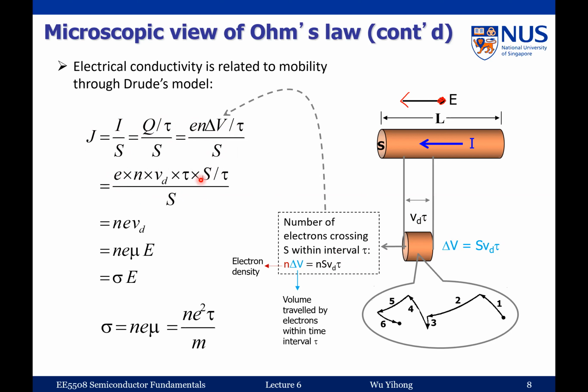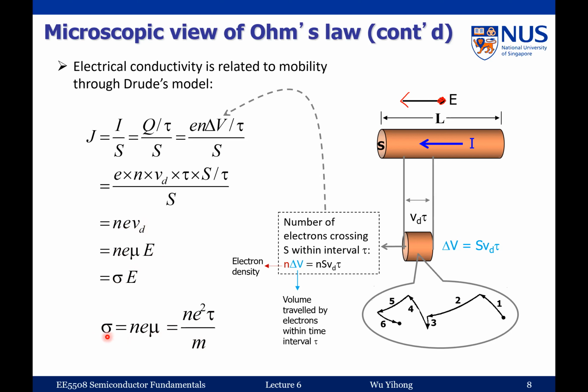And then we can see that some of this will cancel out. S cancels with S, tau cancels with tau, and then J is basically N e Vd, right? And then Vd is mu E. So mu is the mobility we just derived, right? So now you can see that this is basically sigma. So it means that sigma is N e squared tau over m, or N e mu, related by this equation, right? So this is understandable. Now we have related the conductivity to mu.